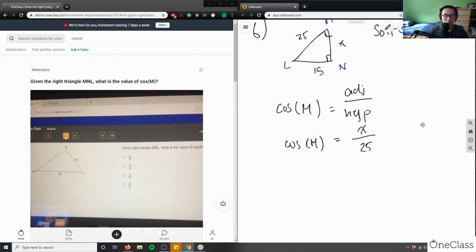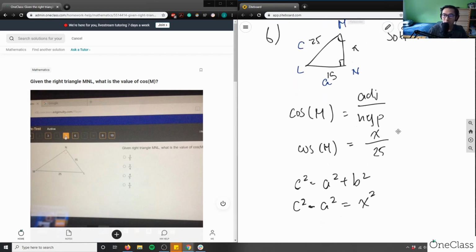We can solve for X through the Pythagorean theorem, right? The Pythagorean theorem is C squared equals A squared plus B squared. My hypotenuse is already C squared. So I can rearrange the formula and say C squared minus A squared equals B squared, and B squared here is my X squared. So 25 here is my C, this is A, and I'm solving for X, right? So let me solve this.